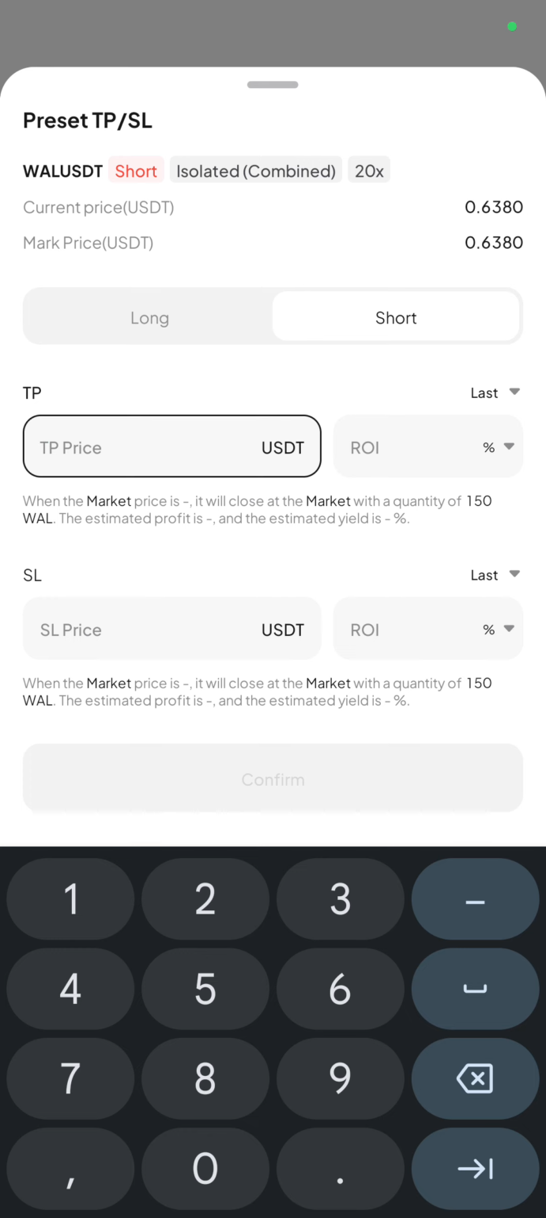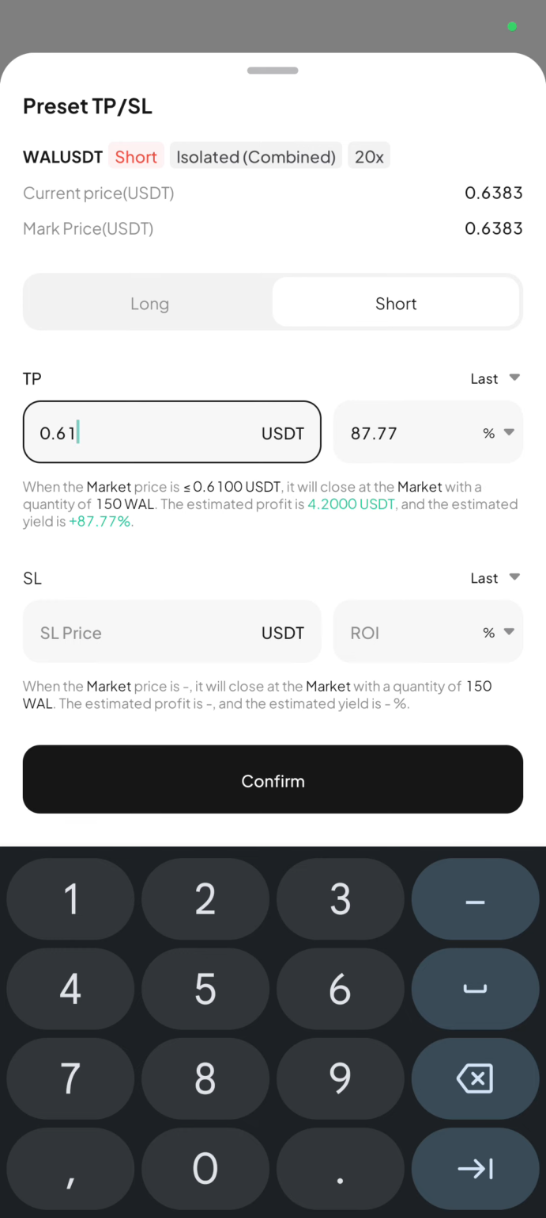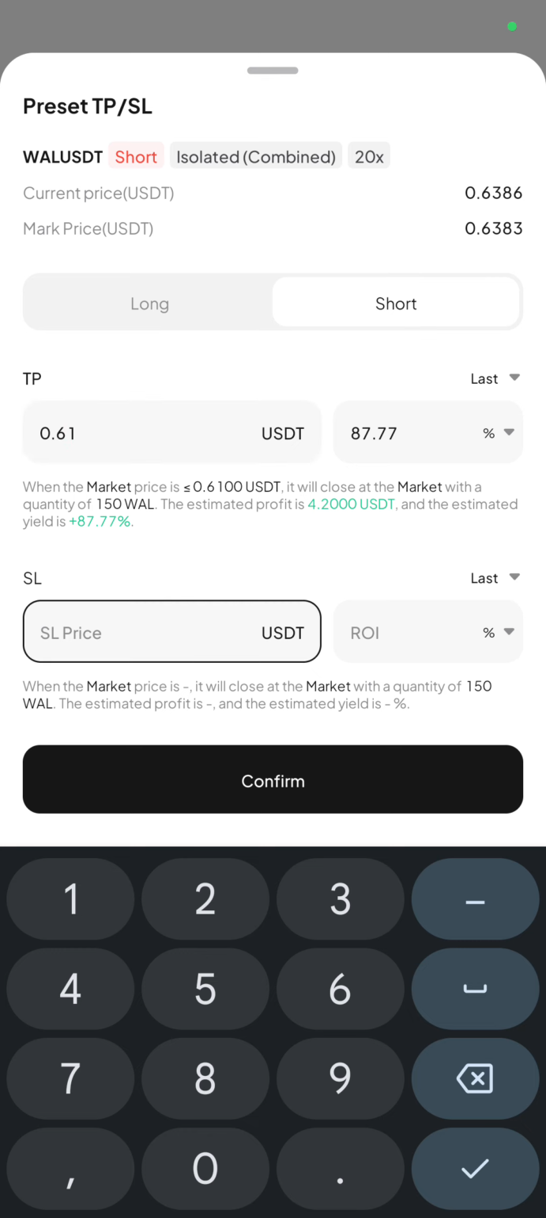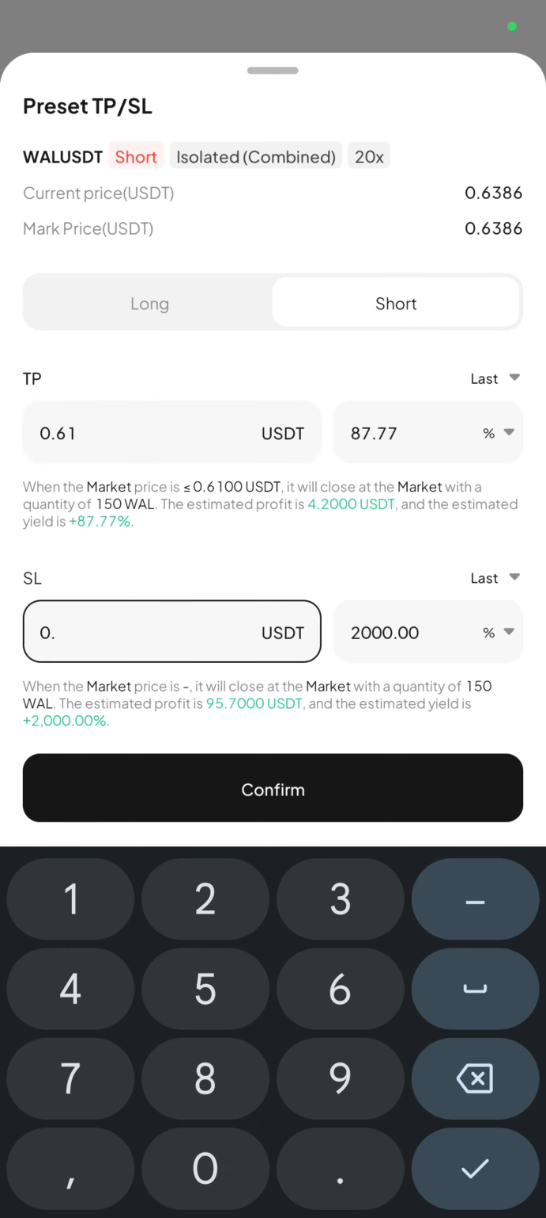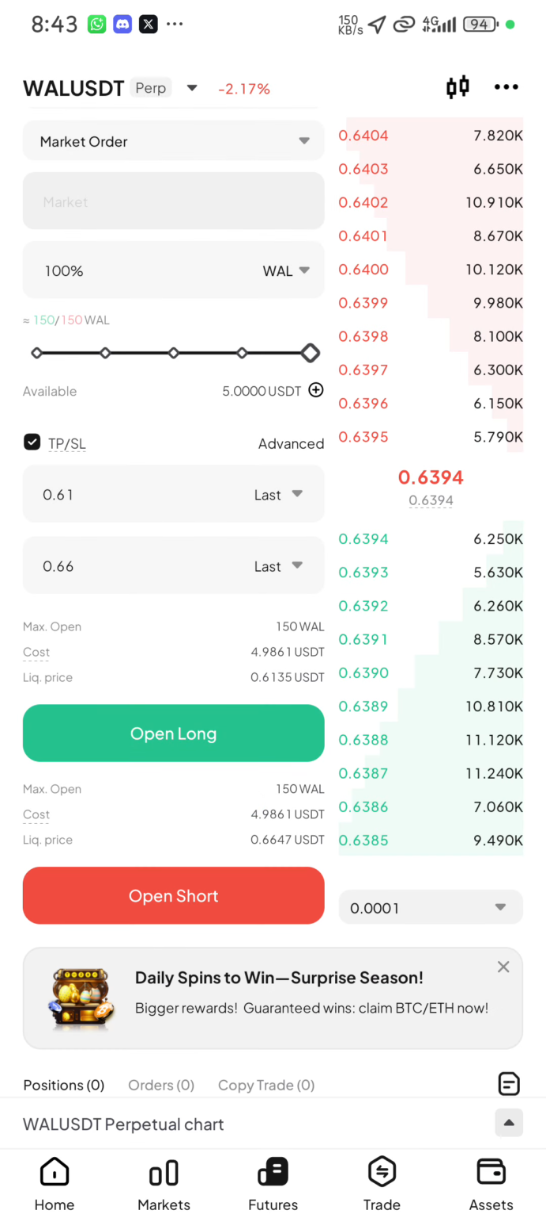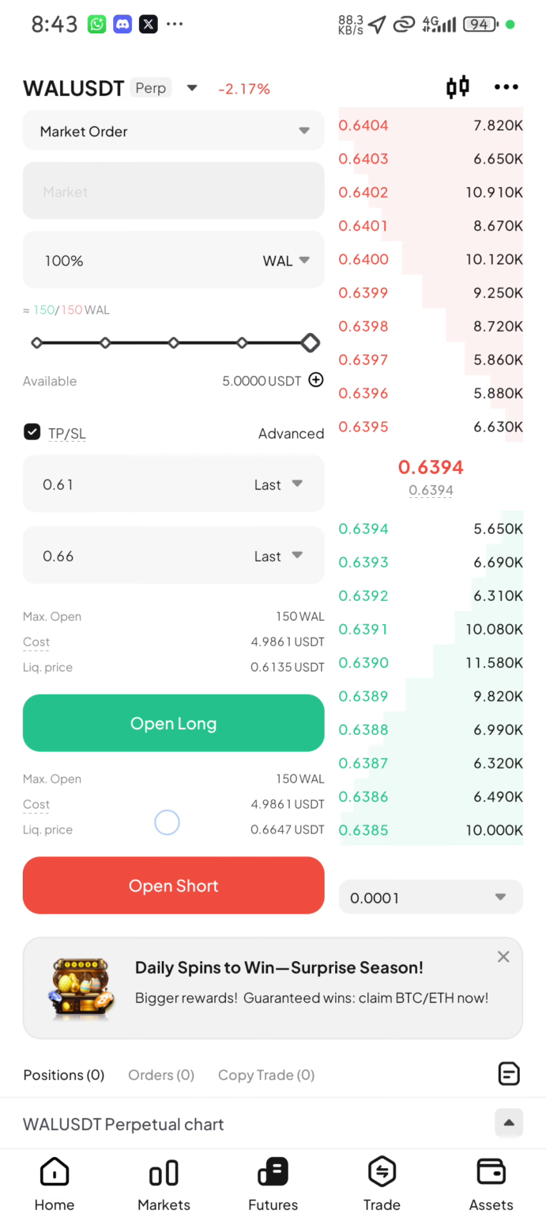So for this one now, we are shorting. So let's say we want to put 0.61 as the take profit price. Then the stop loss will now be 0.66. Okay, so if it gets to 0.66, we'll lose minus $3.3, but we'll still have $1.7 left. Then if it gets to this take profit of 0.61, we will gain $4.2, and that will make it, plus the $5, $9.2. But remember that is only the profit we can take, so we'll be able to withdraw $4.2 out of it. So that's basically it. Then you confirm, and yeah, that's how it is.